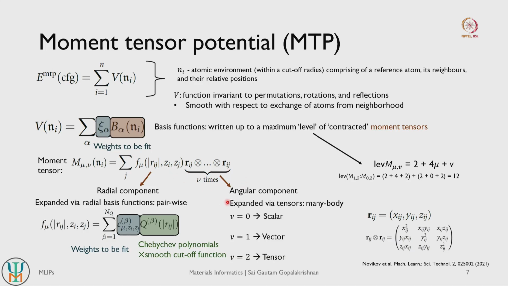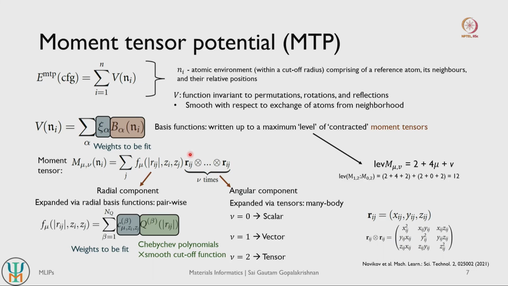And a simpler way to understand this angular component is that if you do not take any product, this is just a scalar, so you just take, let's say, the modulus of Rij, that's just a scalar. If you just take the Rij as is, that's a vector, and if you take one Frobenius product, one outer product, that basically gives you a tensor. Right. So starting with simple vectors, you start getting more and more complicated tensors, and that's why these objects are referred to as moment tensors.